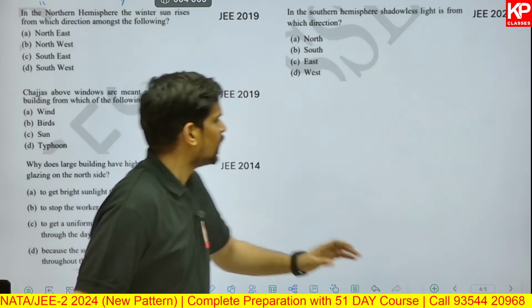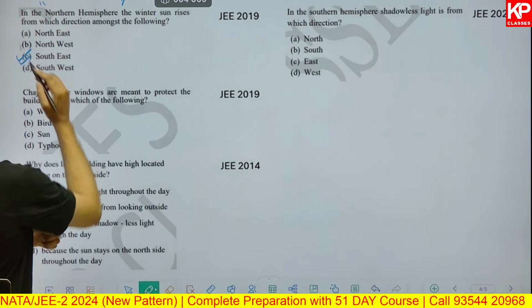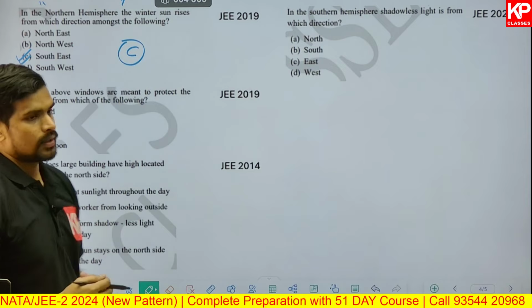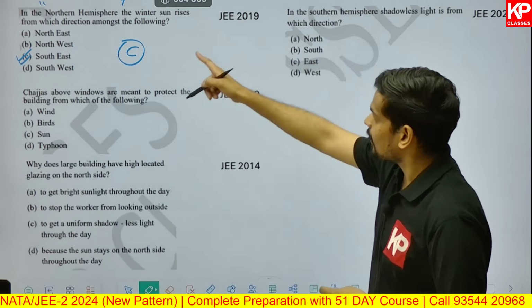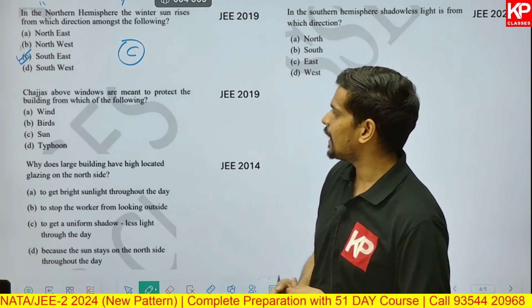It is always east, but it will be towards the south in the winter. So it will be the southeast direction. Southeast direction is the correct answer for the northern hemisphere winter sunrise. Next point. Chhajjas above windows are meant to protect the building from which of the following?